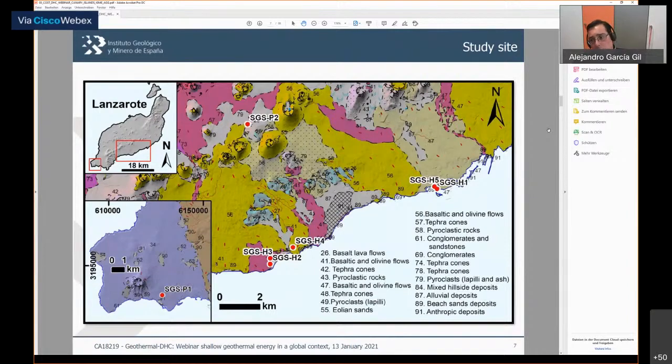This low permeability explains why the groundwater level is located between 2 and 10 meters deep, and higher permeabilities can be found on the coast, where groundwater is used for industrial purposes, including geothermal use. In the next slide, please.